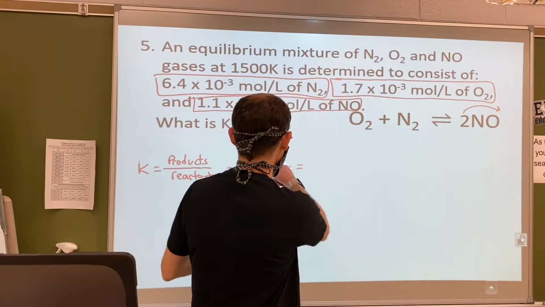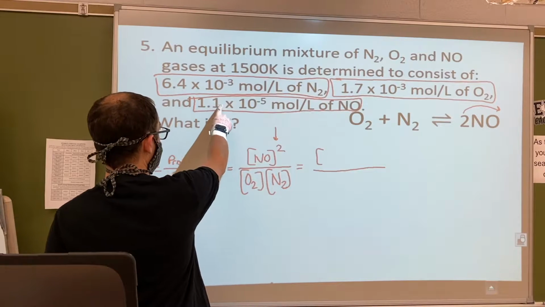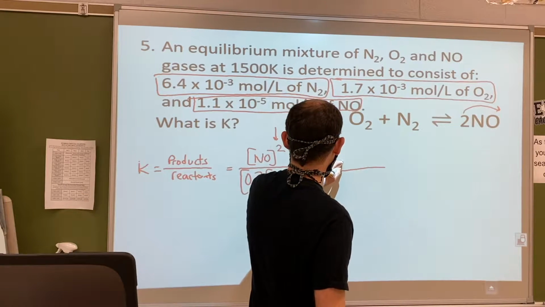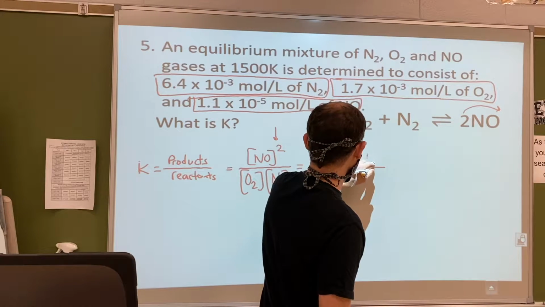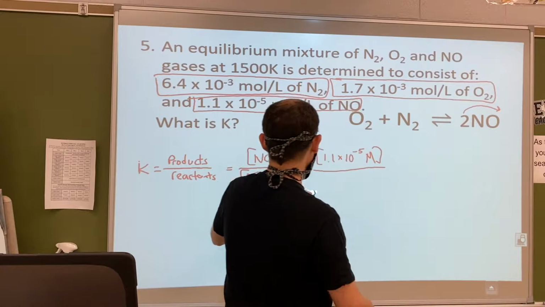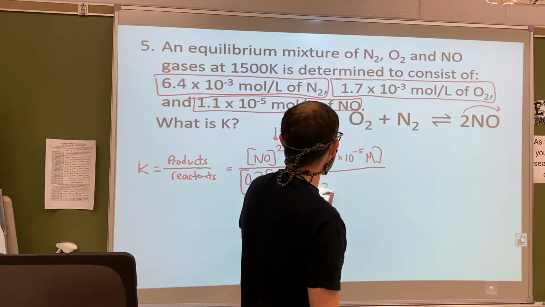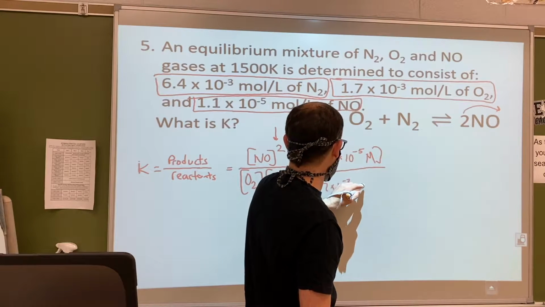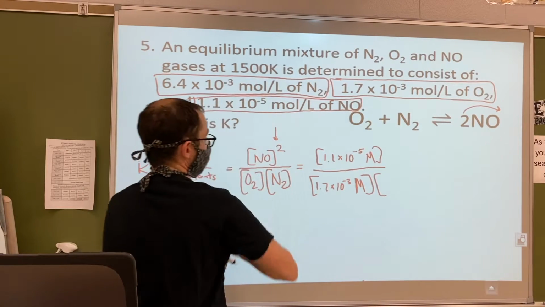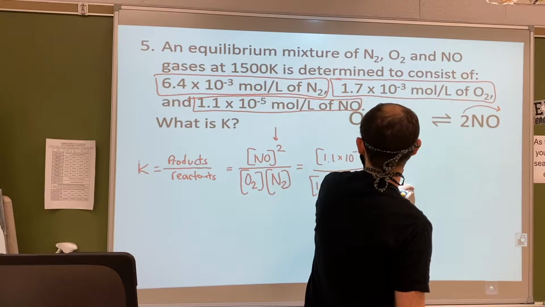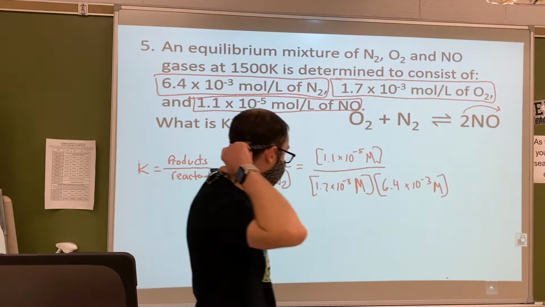So let's plug in the number for NO. That is right here, 1.1 times 10 to the negative fifth, and moles per liter, so it's going to be big M. And then we have O2. O2 is 1.7 times 10 to the negative third, big M, times N2, which is 6.4 times 10 to the negative third, big M.